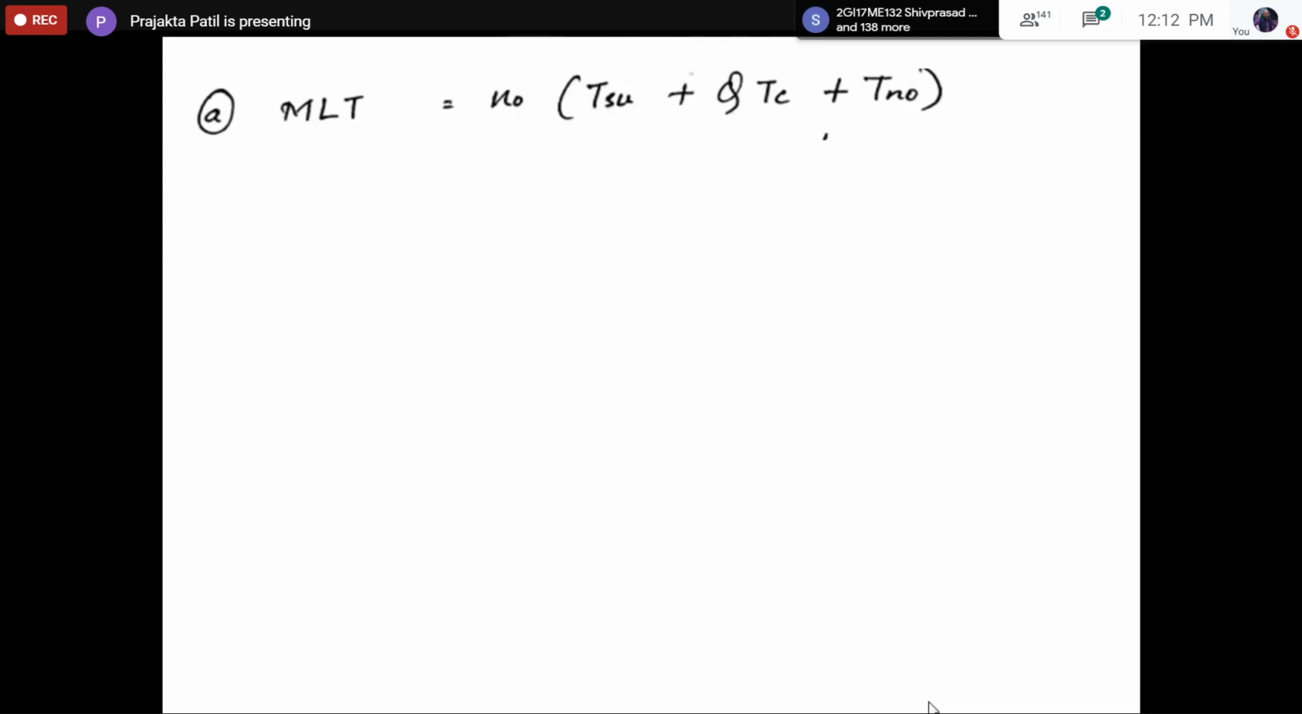First, we have to find what is the manufacturing lead time. We have the equation for manufacturing lead time with respect to batch production. It is N naught into T setup plus Q into TC plus T N naught. We have all the values known, so it's simple substitution.